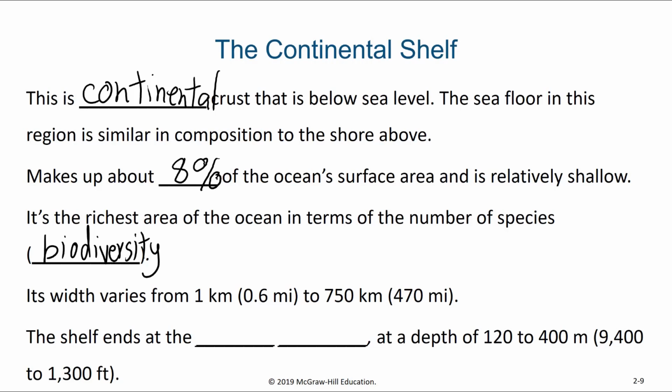The width of the continental shelf varies depending on which shoreline you're looking at, anywhere from as small as 1 kilometer up to 750 kilometers. Now, the end of the continental shelf is a region known as the shelf break.